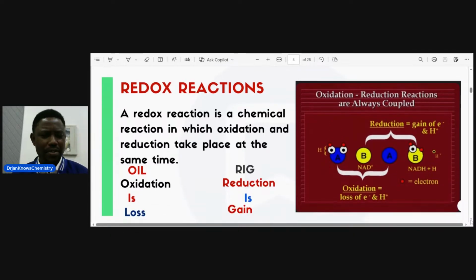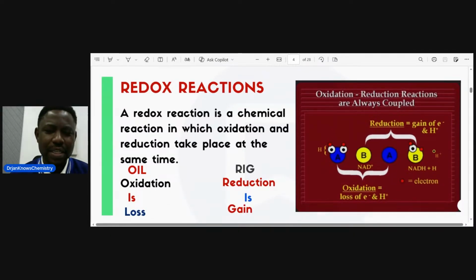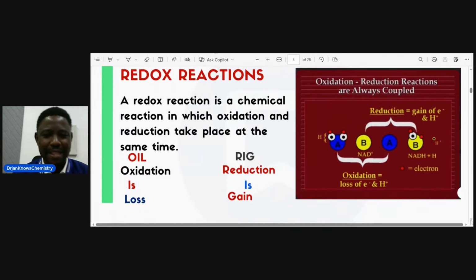So what are redox reactions? A redox reaction is a reaction which involves oxidation and reduction taking place at the same time. That means as oxidation is taking place, reduction is also taking place. Let me give you an example. If you send money to your friend's account, let's say 100,000, as you send the money out, your friend's account will be increased while your own account will be decreased. So that is happening at the same time.